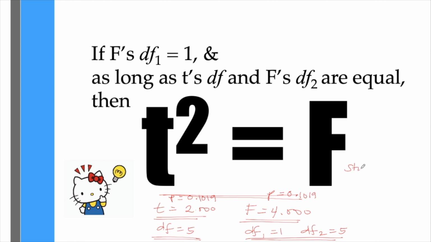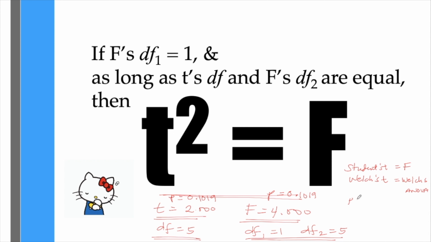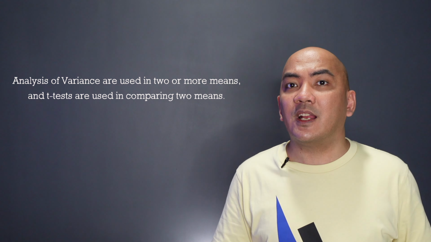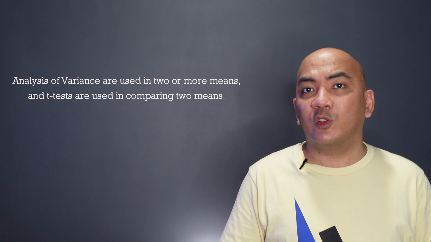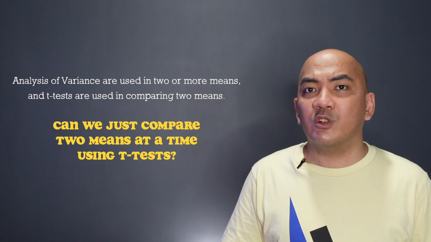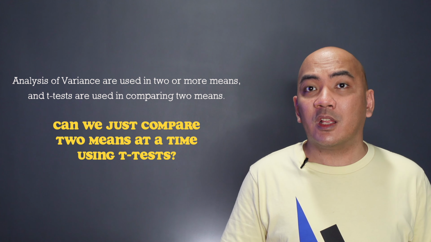So if you perform the student's t-test, that is exactly the same as the result of the classic Fisher's ANOVA. If you perform the Welch t-test, that is exactly the same as the Welch ANOVA. And when you perform the paired t-test, that is exactly the same as the ANOVA for repeated measures. Vice versa, since the analysis of variance compares two or more means, while the t-tests are used in comparing two means, can we just make use of the t-tests in comparing more than two means?